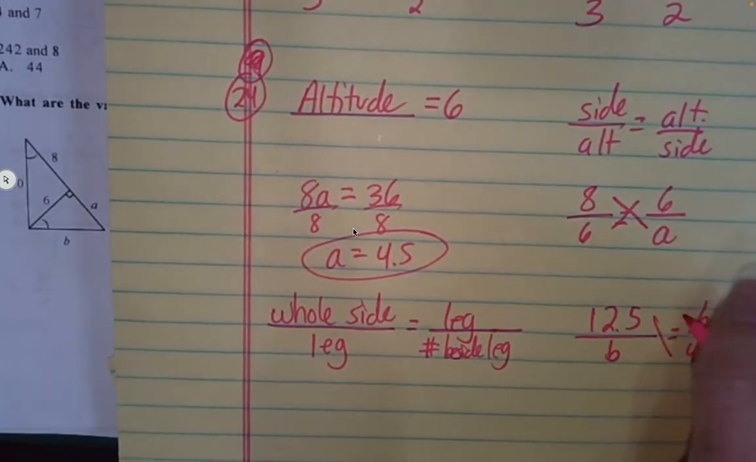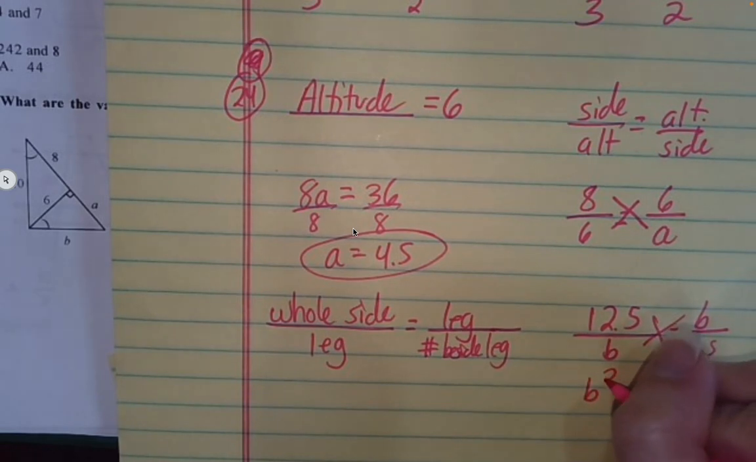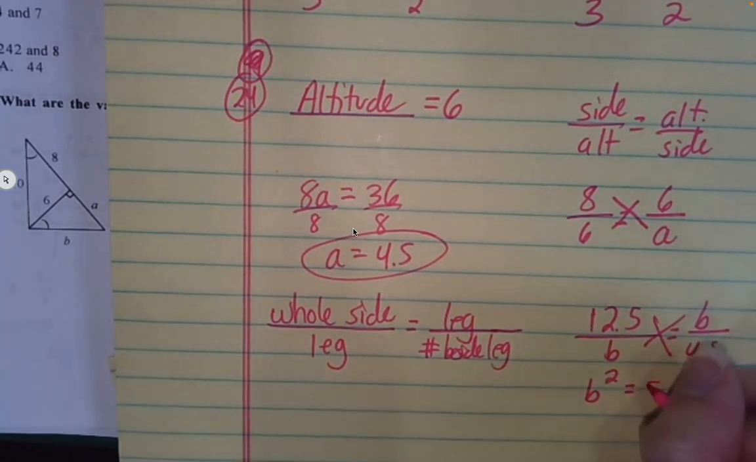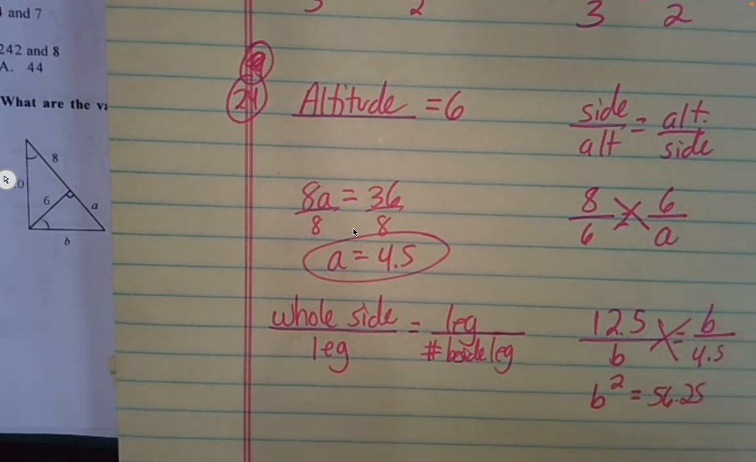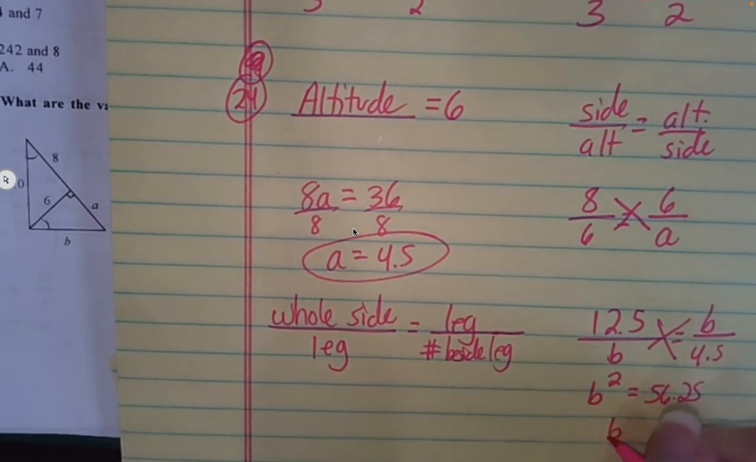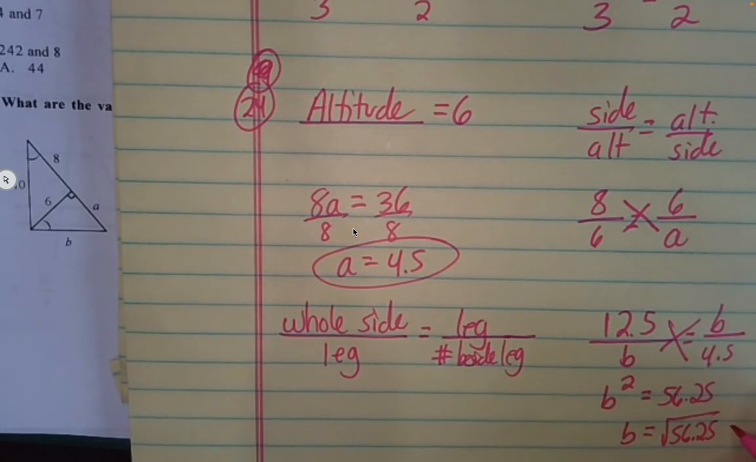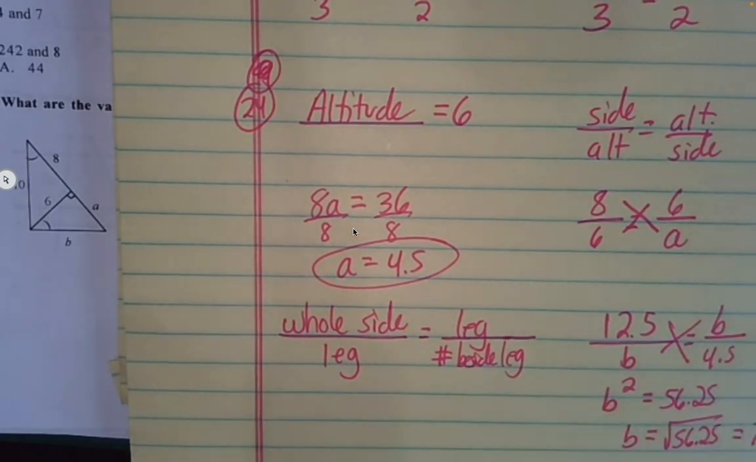So then what do we do? Cross multiply. So on this one, we get B squared equals 56.25. How do you solve for B? Very good. You square root that number. I will put the square root of that in my calculator, and I get 7.5.